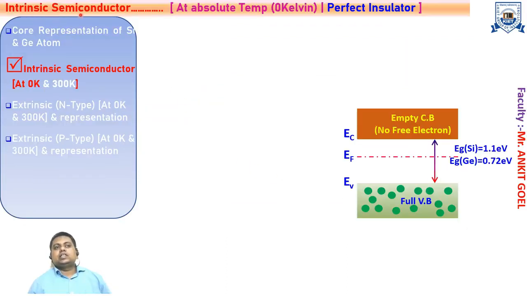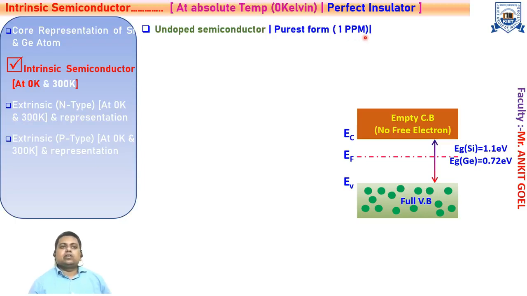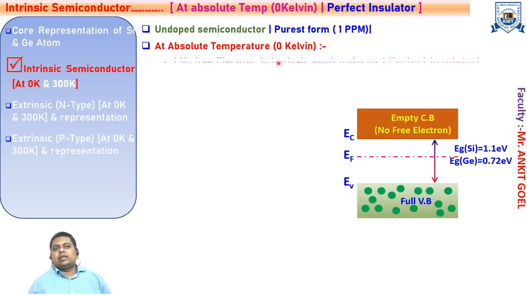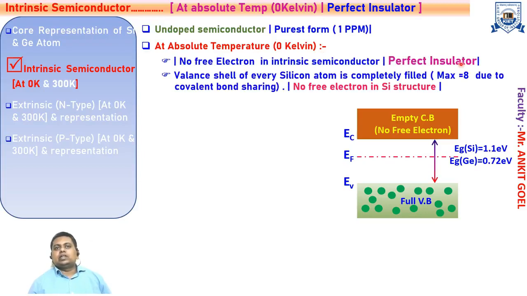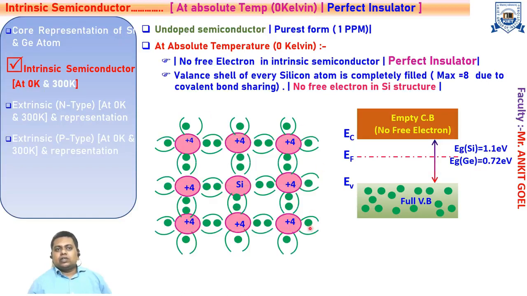So let's discuss the intrinsic semiconductor at absolute temperature. Intrinsic semiconductor is an undoped semiconductor. It is the purest form of semiconductor, as it has only 1 part of impurity per million silicon atoms. So at absolute zero temperature, the intrinsic semiconductor will behave as a perfect insulator. So let's understand, this is the silicon structure. We use the core representation studied in the earlier slide.